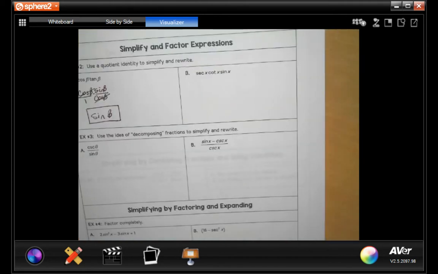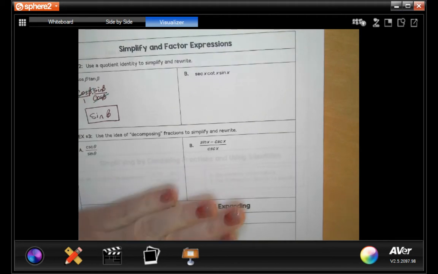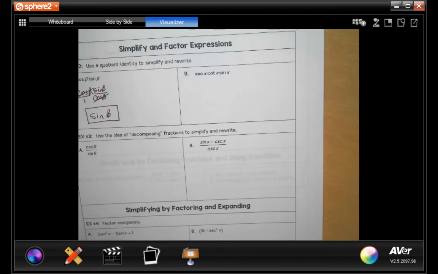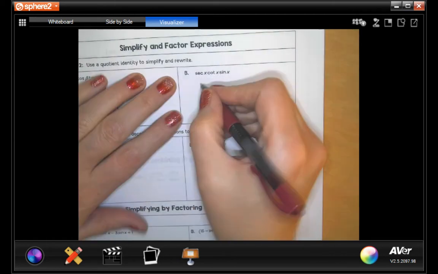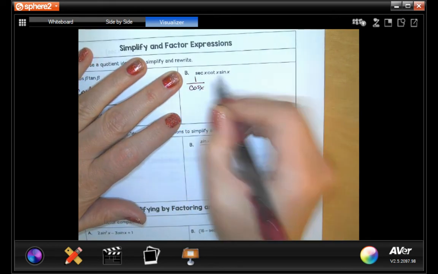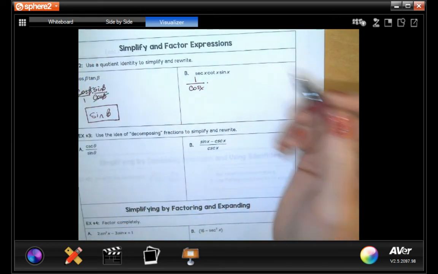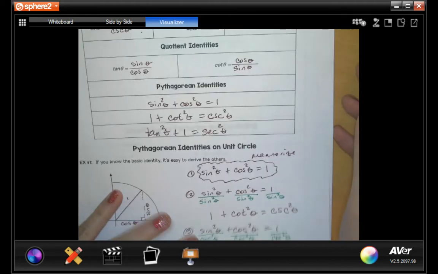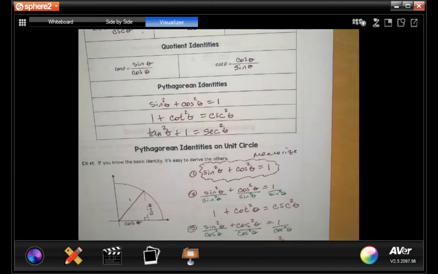Okay, so if we look at B, secant x, cotan x, sine x, it says use quotient identity, which yes, but anything that's not written as sine or cosine, it would probably be helpful if we wrote them using sine or cosine. So secant x, we know secant is the same as 1 over cosine x. Cotan x, if you need to look back over here at that, cotan x is cosine theta over sine theta, which we're using x's here, which is fine.